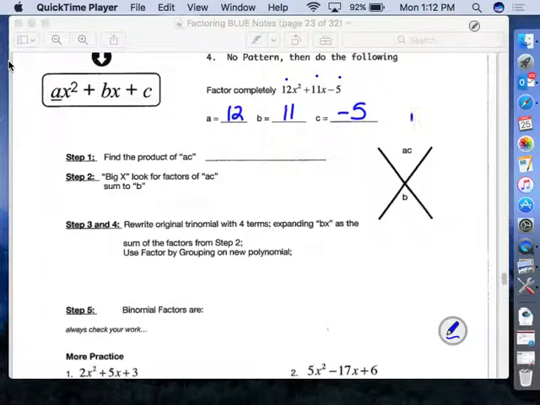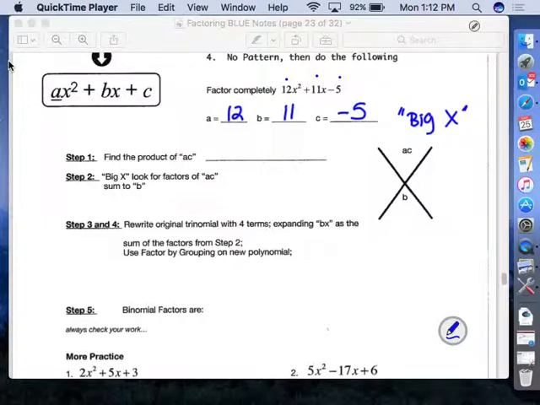Just a note about the big X. The big X is just simply an organization tool, a visualization tool to help you determine which factors you're looking for to fit into the puzzle. The top of the big X would take the product of A times C, and the bottom of the X takes just the coefficient on the linear term.